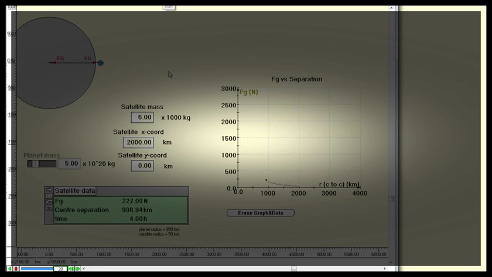All right, if we stop things, we have a much tinier force now, and you can see that that's reflected here. Force of gravity is just less. There it is.